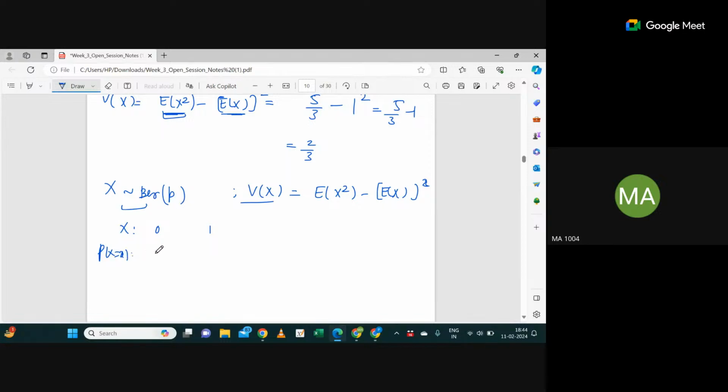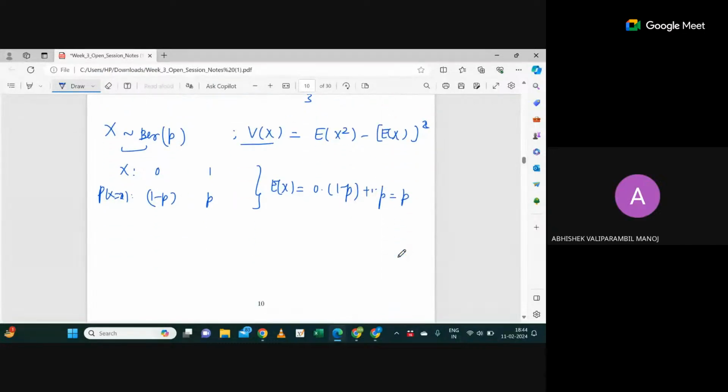What is the probability? It will be 1 minus p and p. For this, what is the expected value of x? 0 into 1 minus p plus 1 into p, which is p, right? Now this expected value of x you have. What about the expected value of x square? If you see x square, then 0 square will be 0, and 1 square will be 1. Same probability, right? 1 minus p, p.